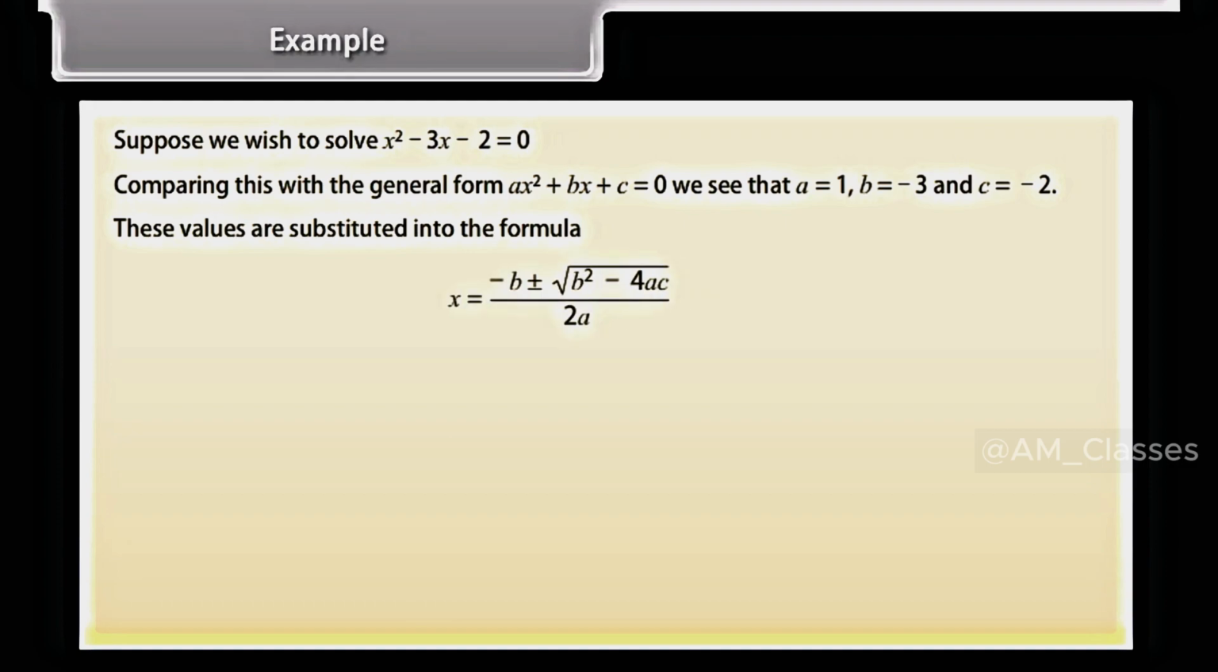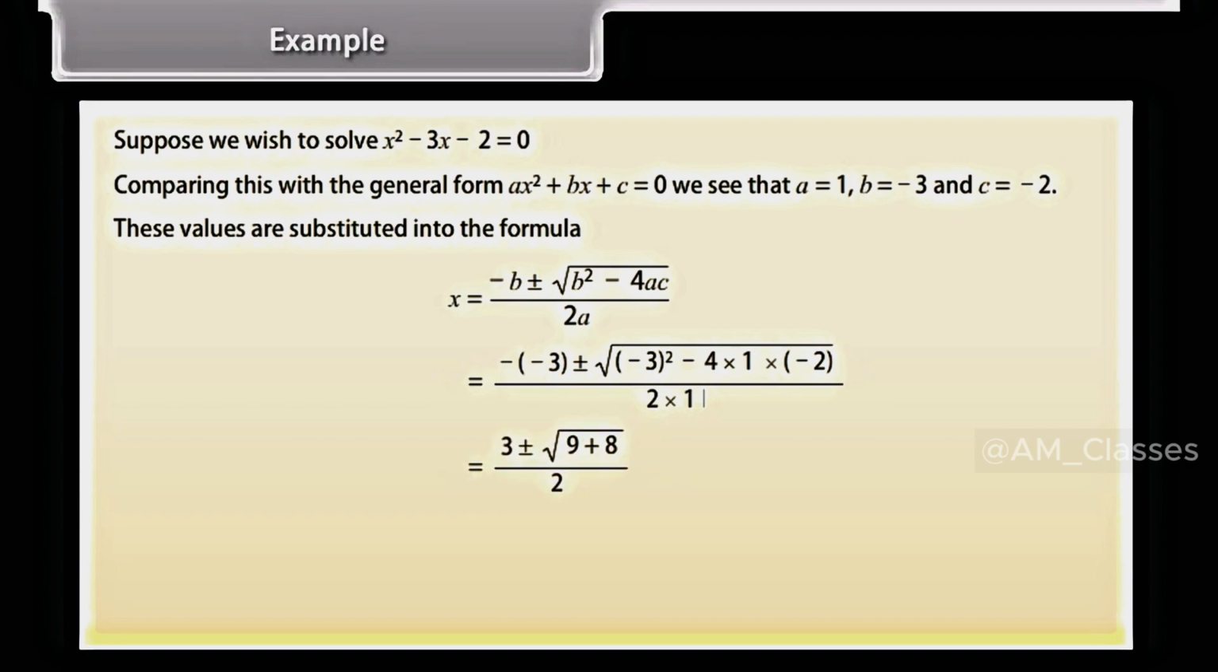It becomes x = (−b ± √(b² − 4ac)) / 2a, which is equal to (−(−3) ± √((−3)² − 4·1·(−2))) / (2·1). By calculating it, we get (3 ± √17) / 2. These solutions are exact.